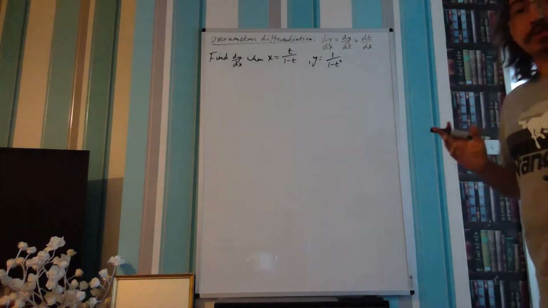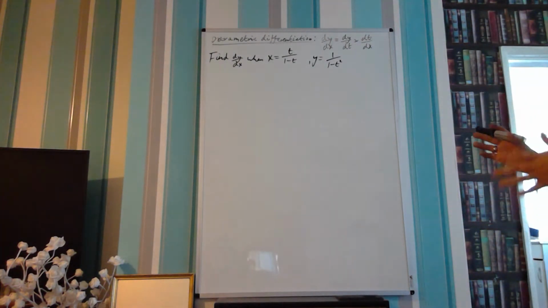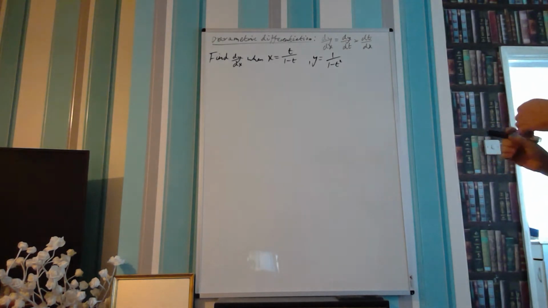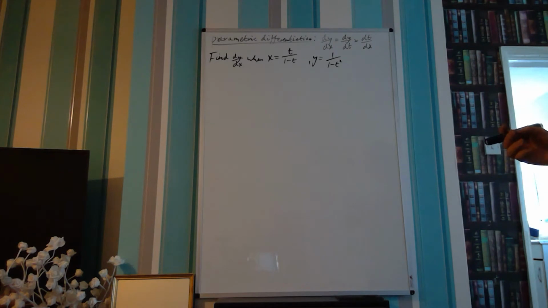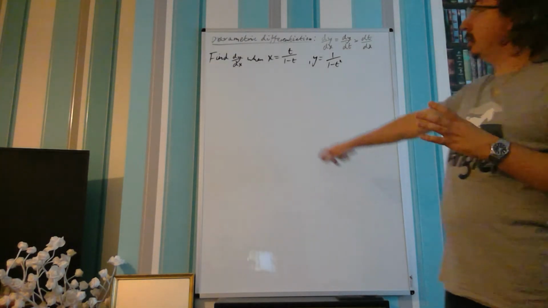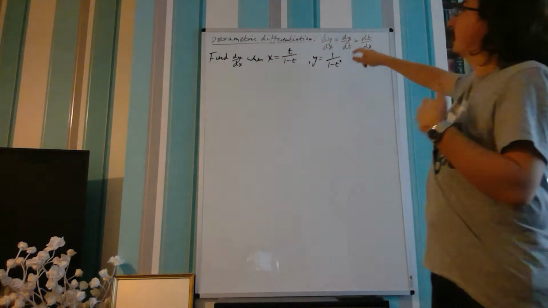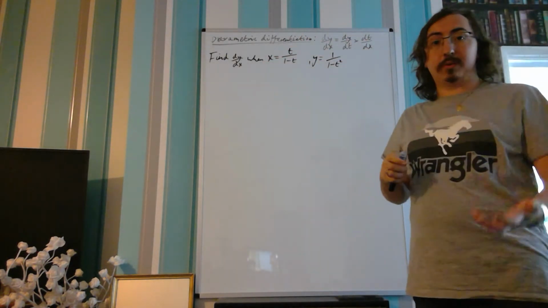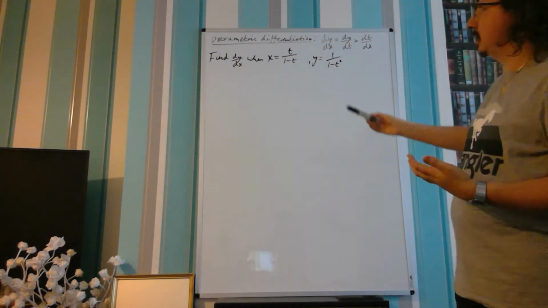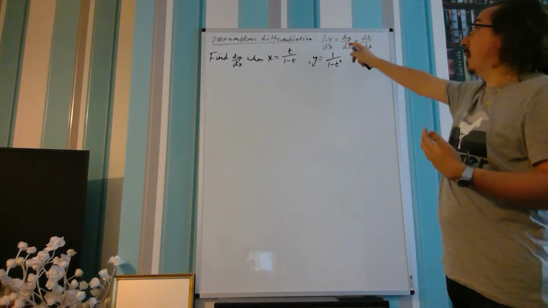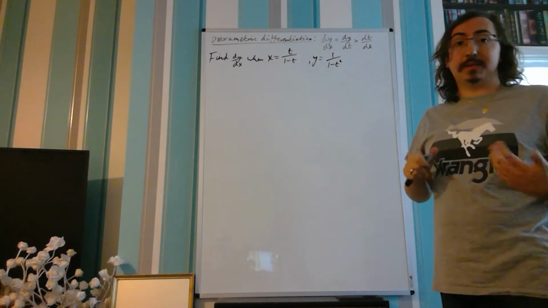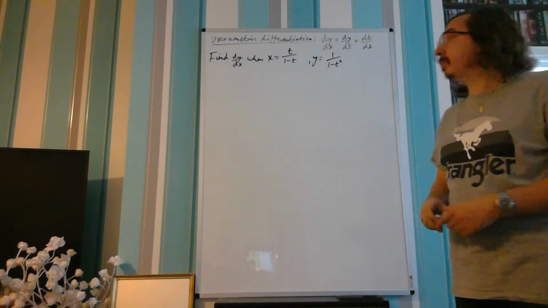Okay, so for this question, we want to find dy by dx when x is equal to t over 1 minus t and y is equal to 1 over 1 minus t squared. So again, we should be thinking, dy by dx, these are both given in terms of a third variable t, so we're going to need to differentiate both of these, so we can use the chain rule such that dy by dx is equal to dy by dt times dt by dx.